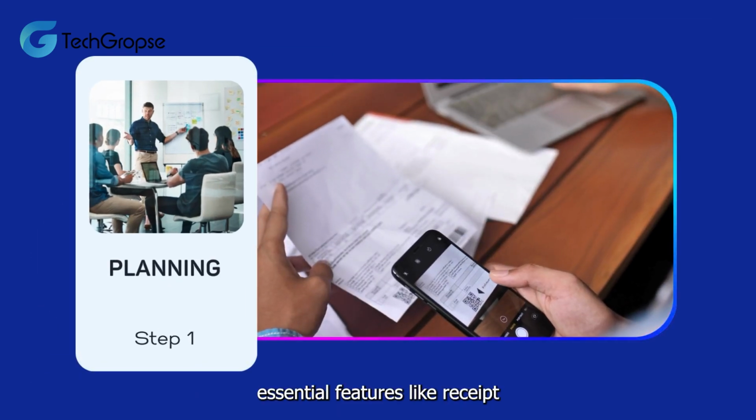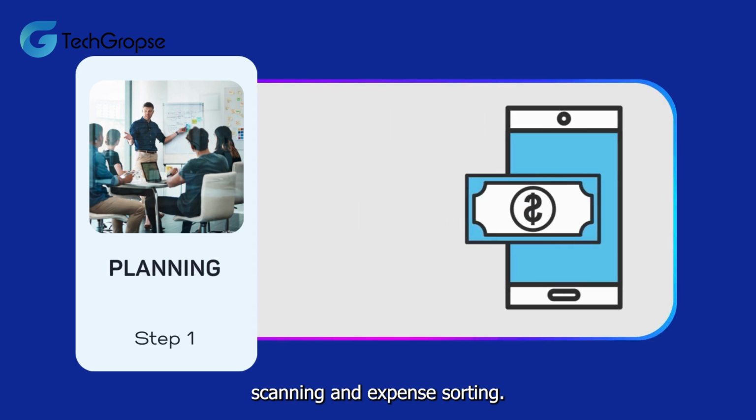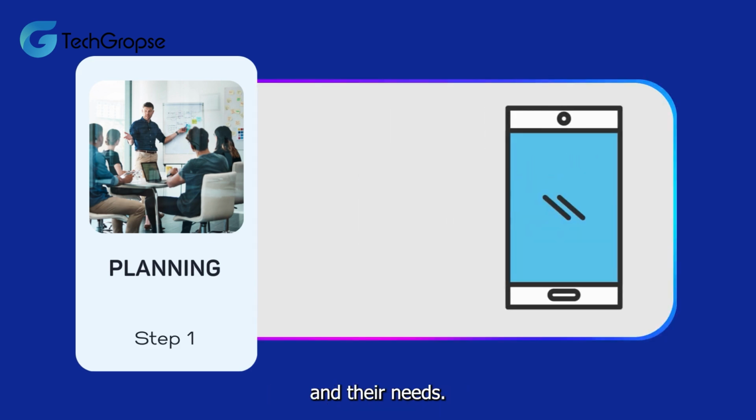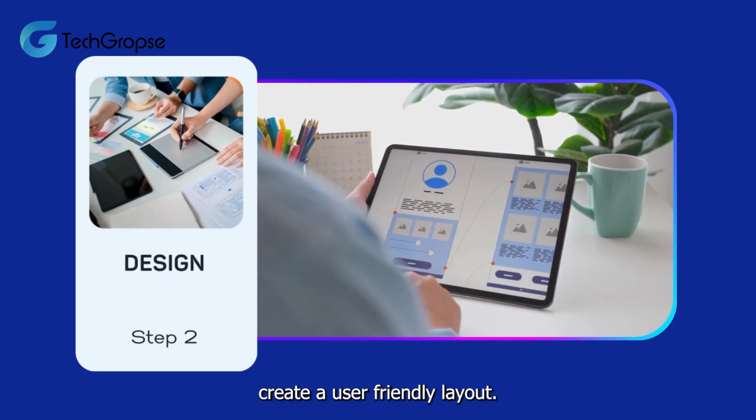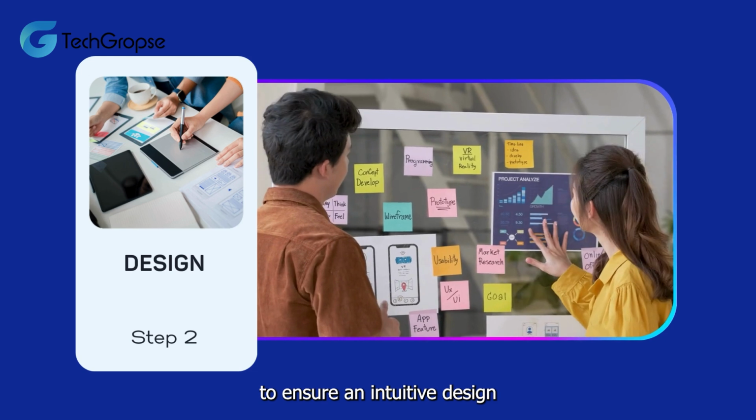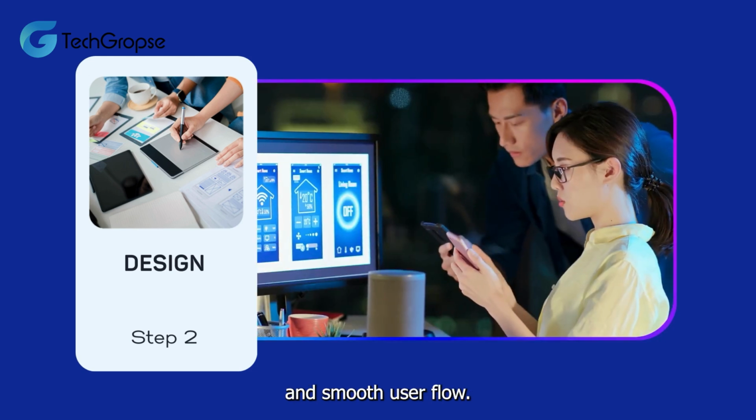Step 1. Planning. List essential features like receipt scanning and expense sorting. Identify your target users and their needs. Step 2. Design. Create a user-friendly layout. Use sketches and mock-ups to ensure an intuitive design and smooth user flow.